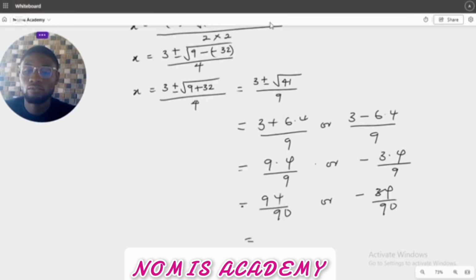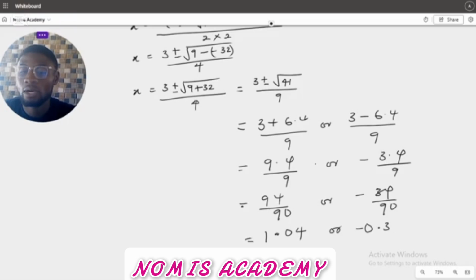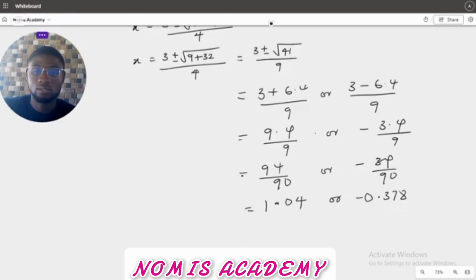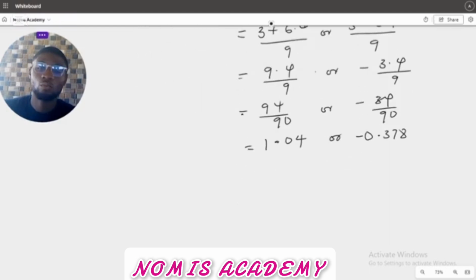So this is 1.04, or let's say minus 0.377777. So we can say 0.38, and these are the values of our x. So that is that. That's example 1.